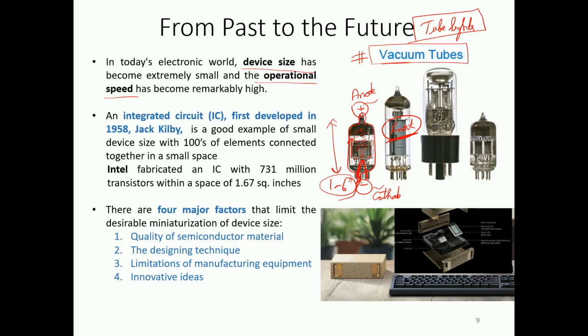Now the problem associated with this is that the size of these tubes was huge, and it took a lot of time for the charges to move from cathode towards anode. But later on, when the electronic devices, especially the transistor, were discovered, you can see that the technology boomed and the size of the components reduced. The best example is your Intel IC chips: a normal chip in your computer contains around 731 million transistors, and the space is just 1.67 square inches, so it's very small.